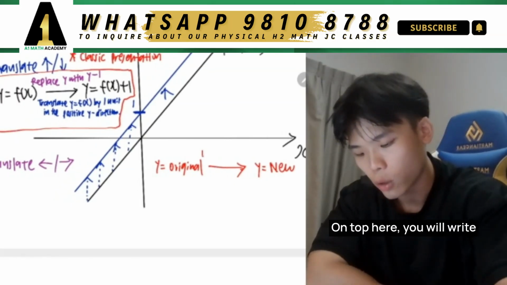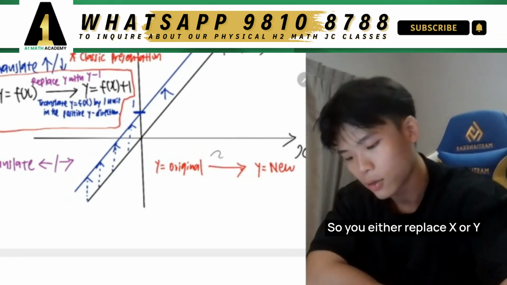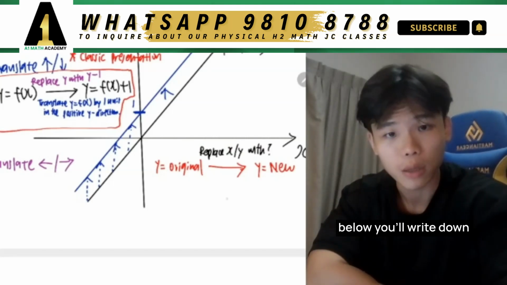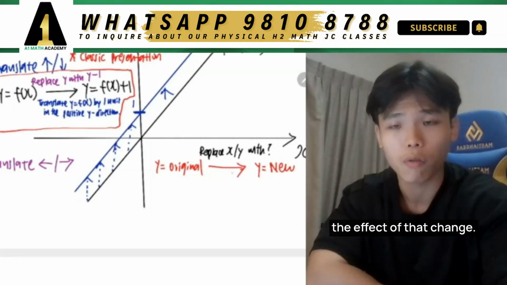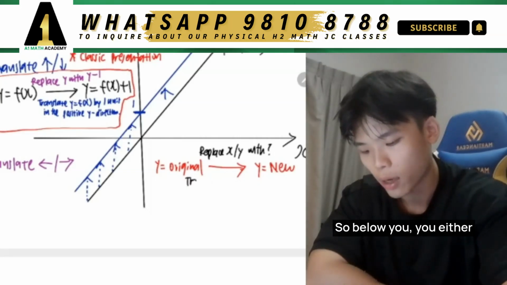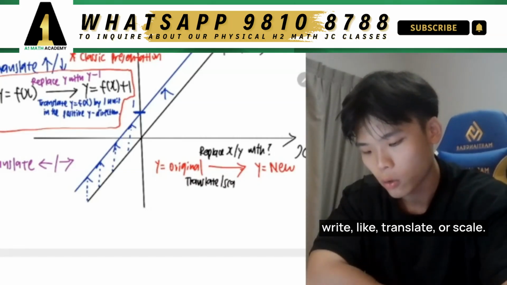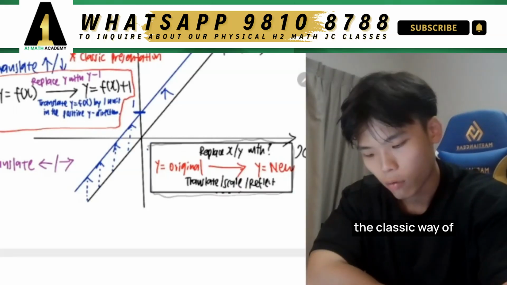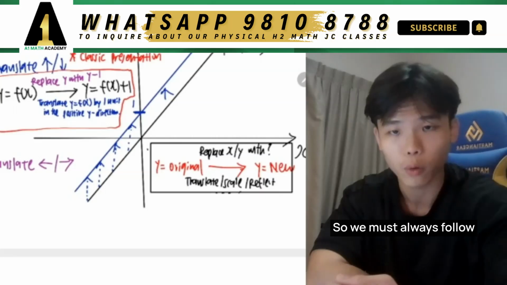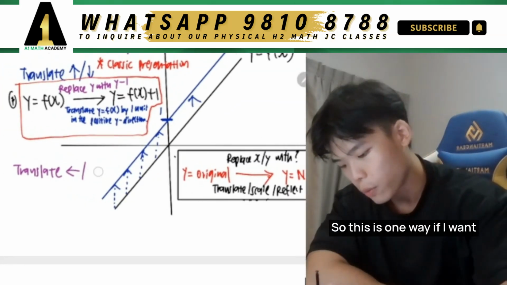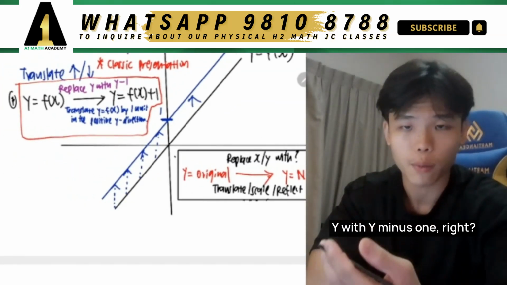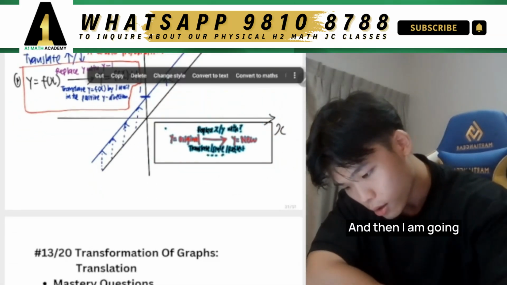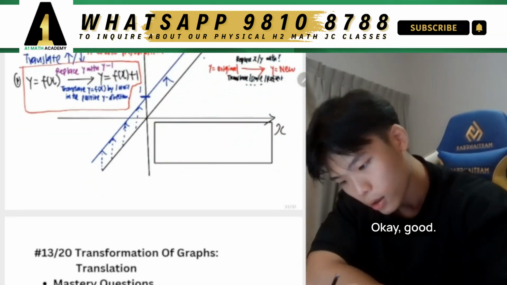On top here, you will write the thing that you replace. So you either replace x or y with something, and then below you will write down the effect of that change. So below you'll either write translate or scale, or reflect. So this over here is the classic way of presenting your working. Okay, so we must always follow this classic presentation. So this is one way. If I want to shift it up, then I'll replace y with y minus 1, for instance. I'm just going to color this whole thing, and then I am going to shift it here. Okay, good, let's carry on.